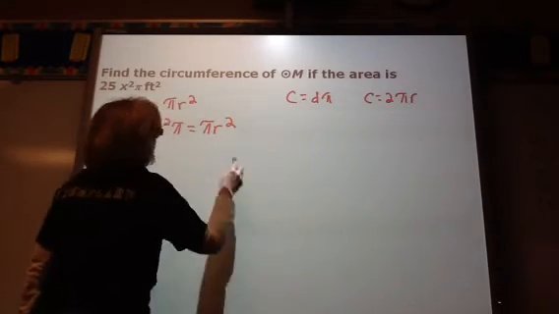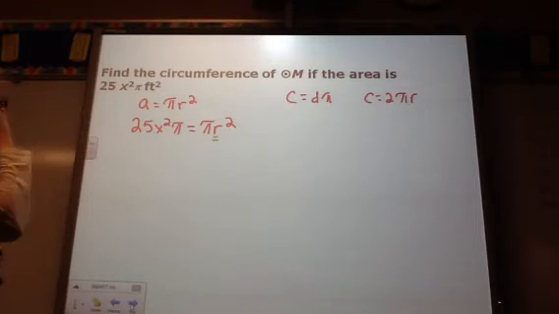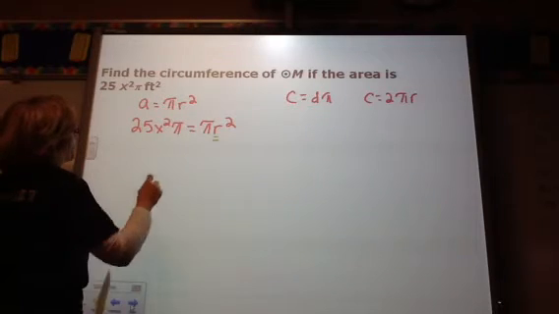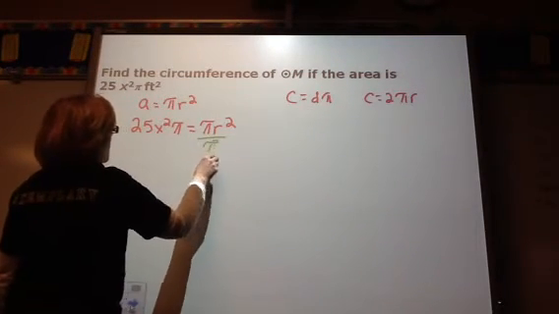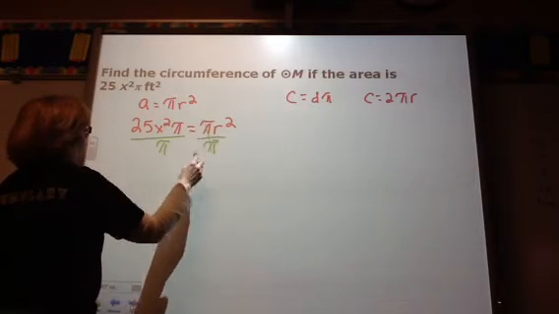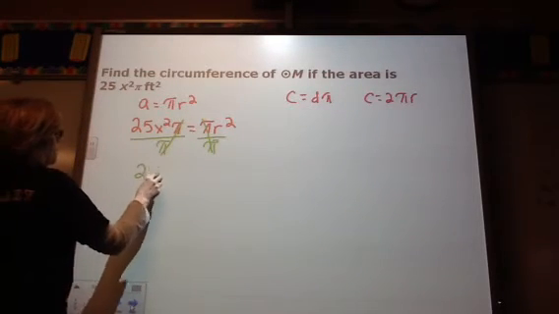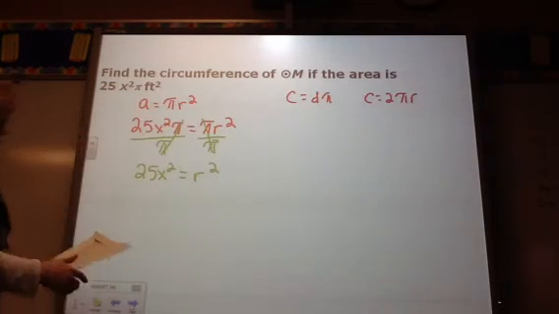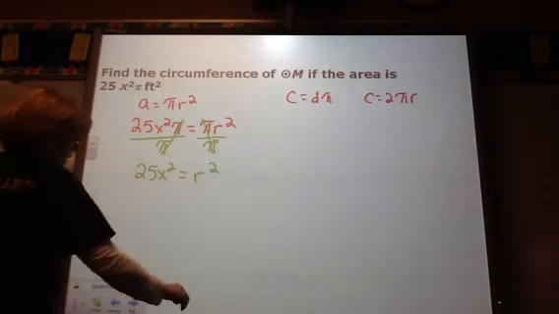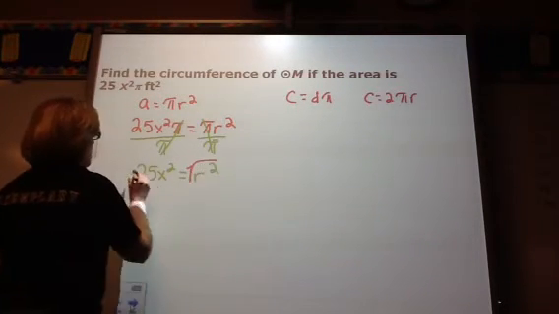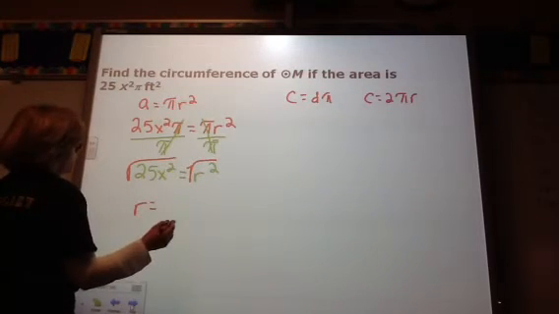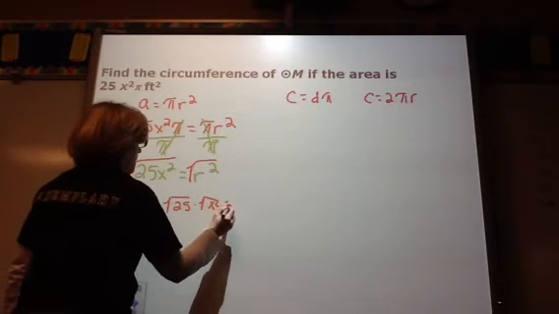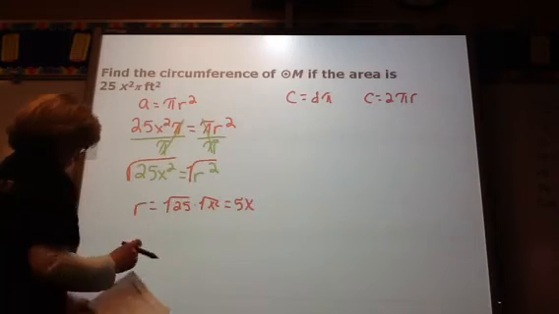And we're going to simplify. This is called a linear equation when you're trying to solve for a variable. So we're going to simplify and isolate that variable r. So we need to get rid of this pi, so let's divide both sides by pi. That cancels out. That cancels out. So we have 25x squared equals r squared. Okay, so now we've got to take the square root, because we just need to know what the radius is. Therefore, r is the square root of 25 and the square root of x squared, so you have 5x.